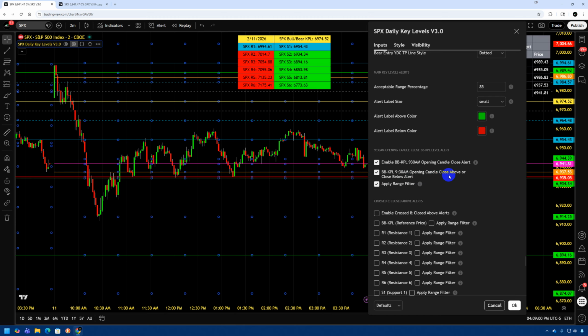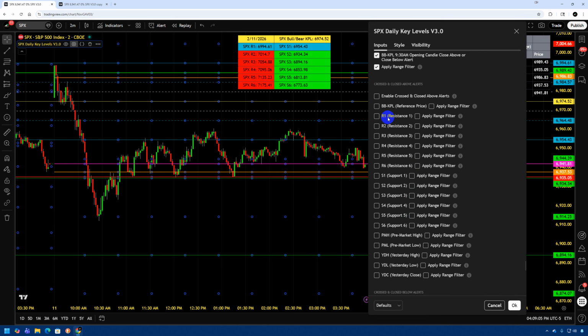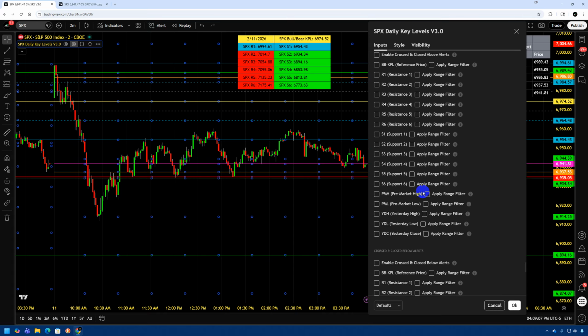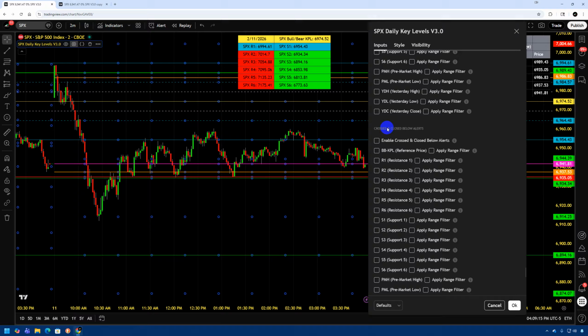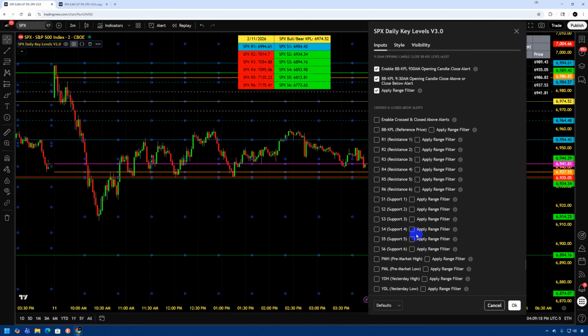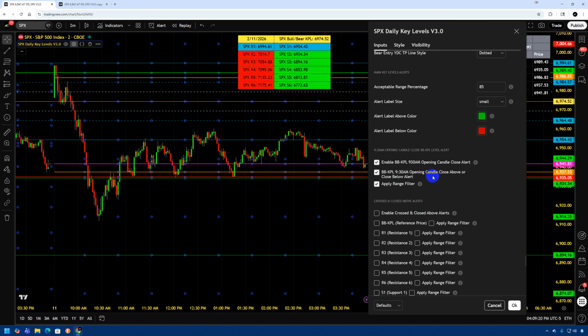So this is a candle close above or below alert. The other alerts are separated, and you can individually turn on crossed and closed above alerts for specific levels and crossed and closed below alerts. This is the only alert that is a dual alert, close above or close below.